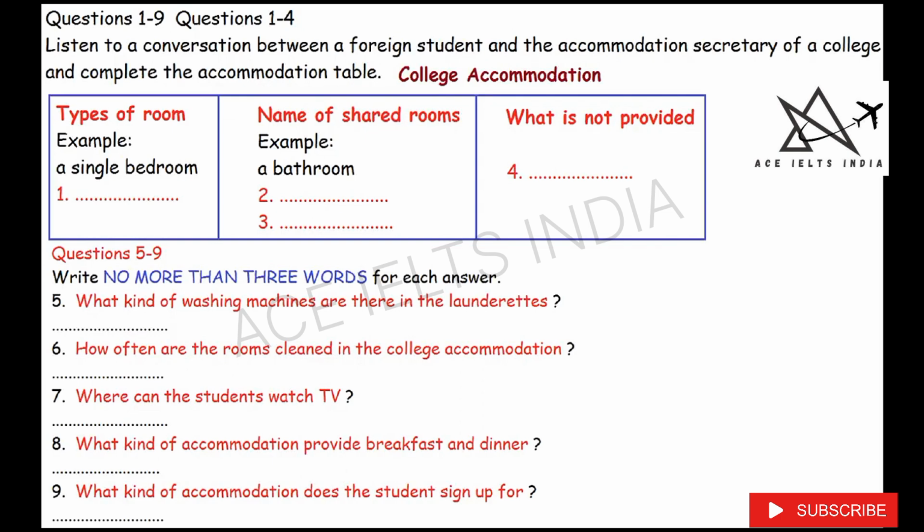Excuse me, is this the accommodation office? Yes, it is. Hi, my name's Wolfgang. I'm a new student here. I'm wondering if you can tell me some information about the housing arrangements at this college. Yes, certainly. Basically there are 2 types of accommodation. The most popular is the college accommodation, but we also offer accommodation with local families. You mean a kind of homestay? Yes, that's right.